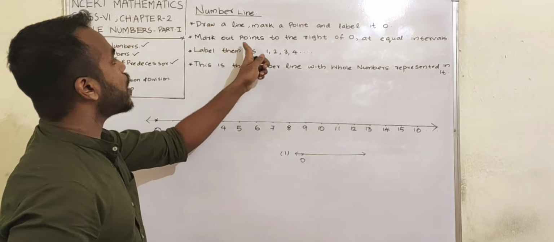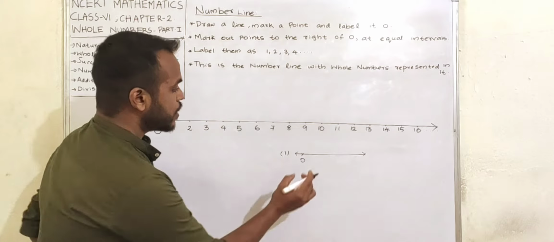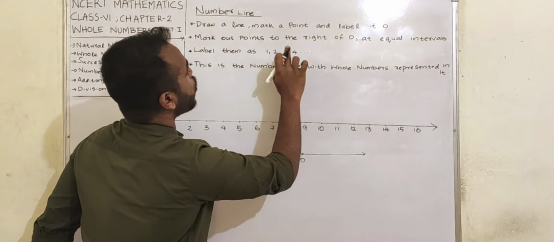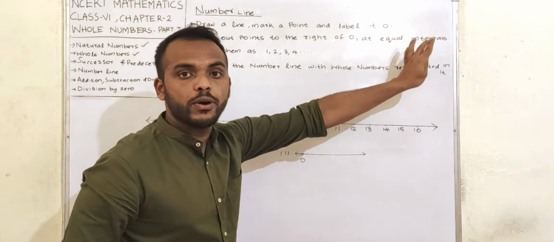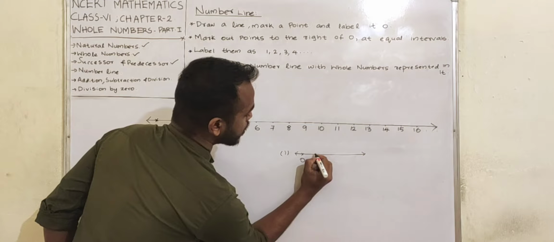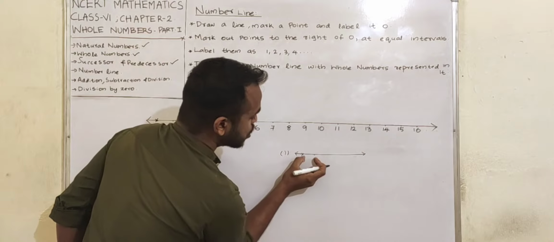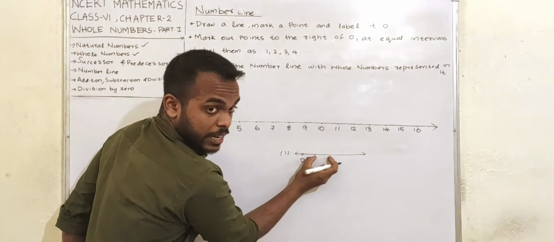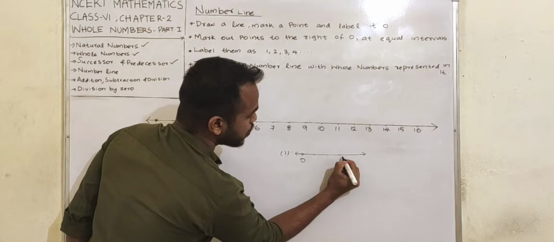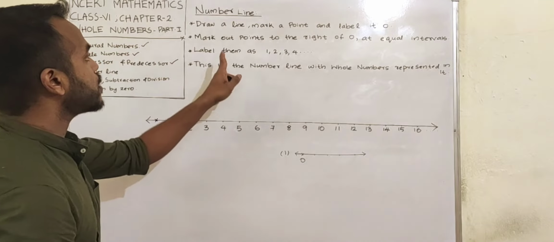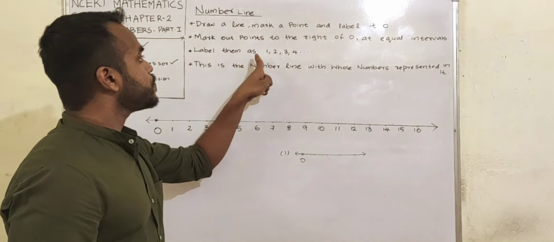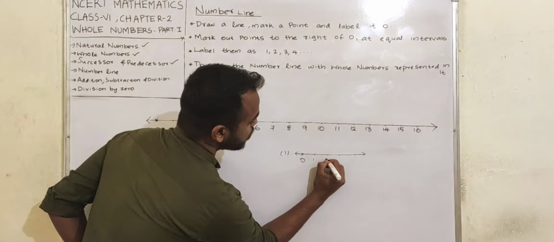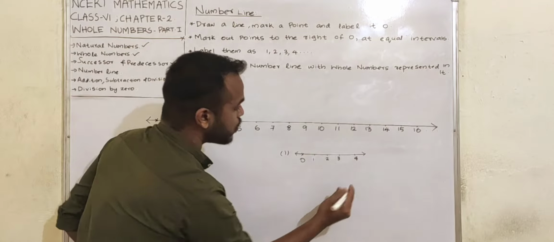Second step, mark out points to the right of 0. So this is our point 0, and mark out points to the right of 0 at equal intervals. So I am going to mark out points at equal intervals. The distance between 0 and the first mark, and the distance between the first and second mark, should be the same, and so on. And what's the last step? Label them as 1, 2, 3, 4, etc. So this is 1, 2, 3, 4, and you're done.